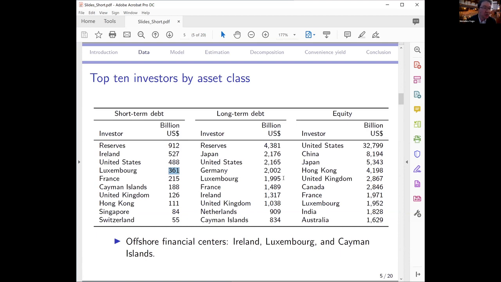In the long-term debt market, we also have over $4 trillion that are held by these reserves. Japan is a major holder of foreign long-term debt, amounting to more than $2 trillion, as well as the US, Germany, and so on. And in the equity market, the US has $32 trillion in both domestic and foreign equity holdings, as well as China, Japan, Hong Kong. These are the top holders of equities.